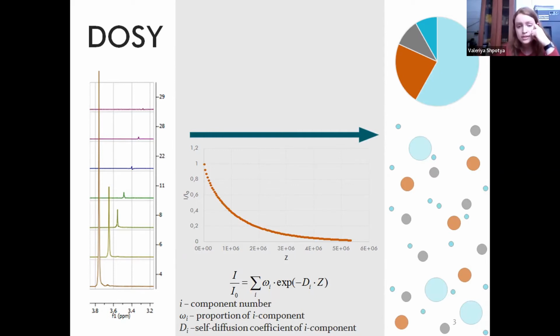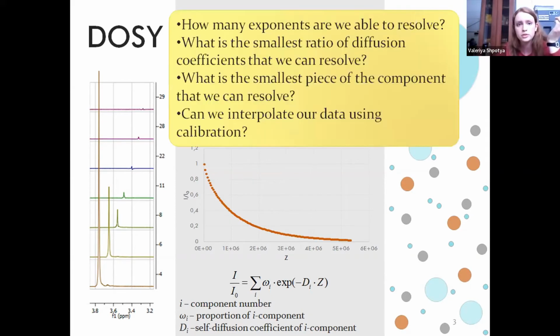So it's critical to identify technique constraints in our case and provide answers to the following questions. How many exponents are we able to resolve? Or what is the smallest ratio of diffusion coefficients that we can resolve? What is the smallest piece of the component that we can resolve? And can we interpolate our data using some calibration?